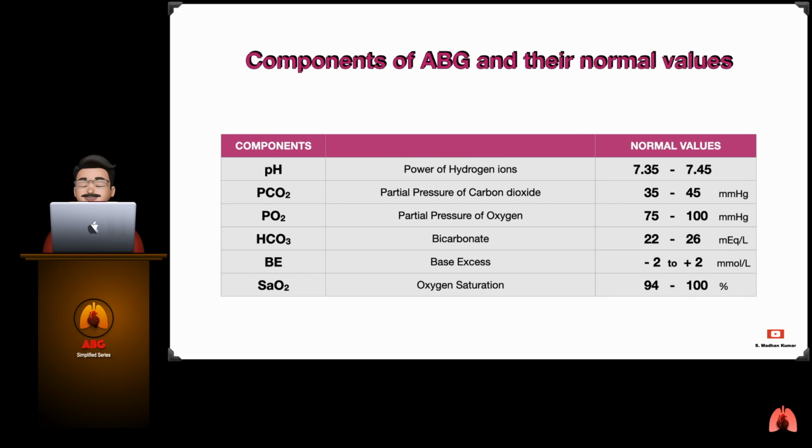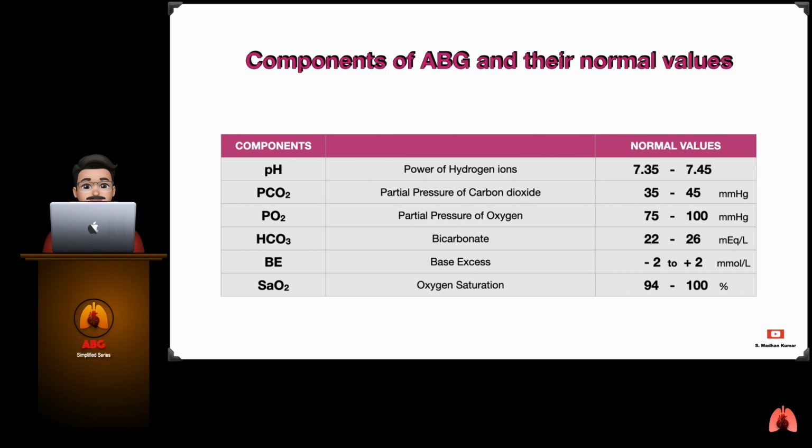PO2 is the partial pressure of oxygen dissolved in the blood. Normal range is 75 to 100. Bicarbonate helps to prevent the pH of blood from becoming too acidotic or alkalotic. The normal range is 22 to 26. Base excess is the amount of acid required to restore a liter of blood to its normal pH at a PCO2 of 40 mmHg at a temperature of 37 degrees centigrade. The normal range for base excess is -2 to +2.